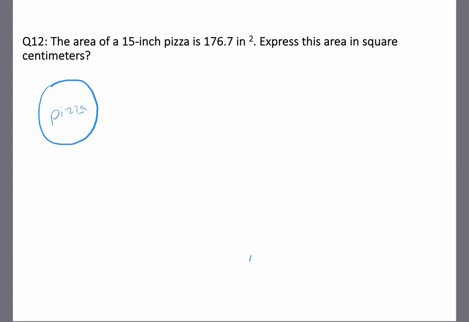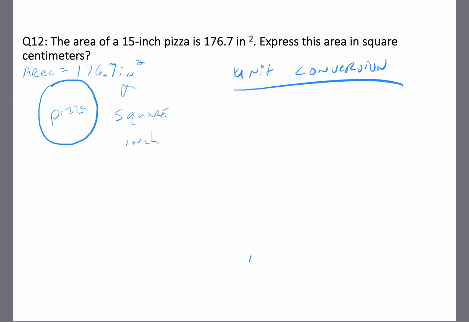So we're told that there's this pizza, and the surface area of this pizza just so happens to be 176.7 square inches. That's how we read that. Square inches, right? Like we take the inch unit and we square it. So 176.7 square inches is the area. And what we want to do is convert this into square centimeters. So indeed, this is a unit conversion problem, isn't it? And we've seen unit conversion problems before. It's nothing to be too scared of. We can handle those.